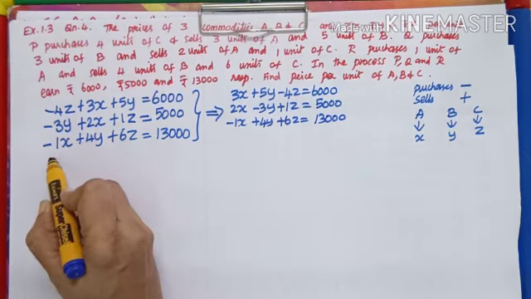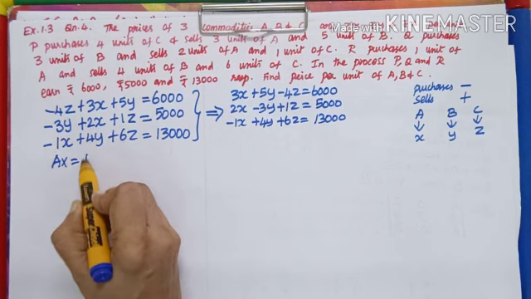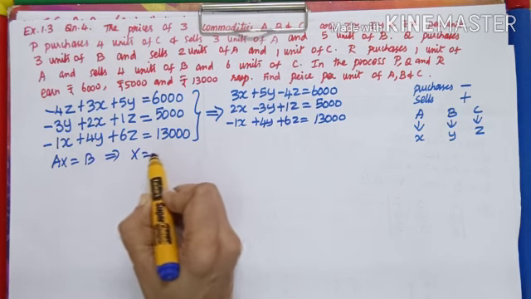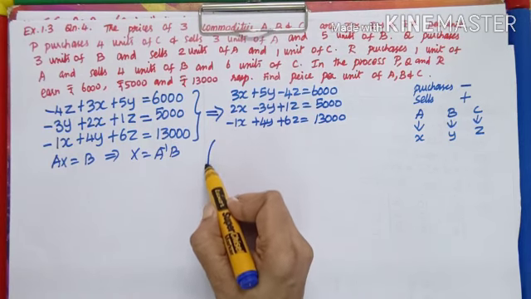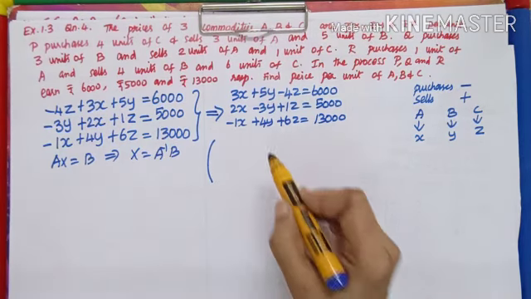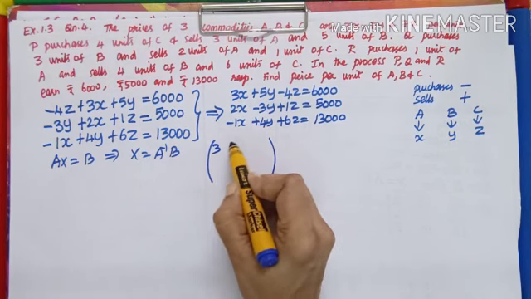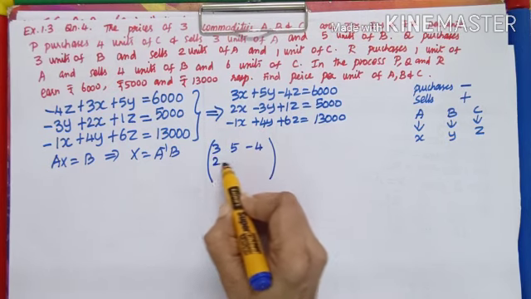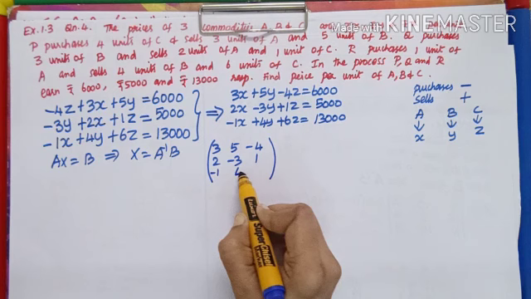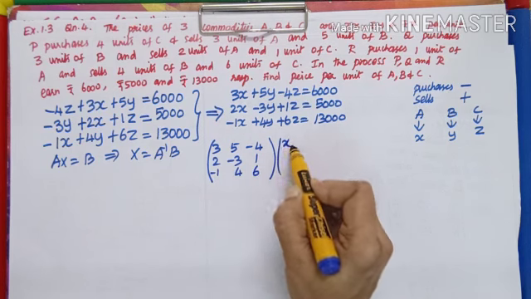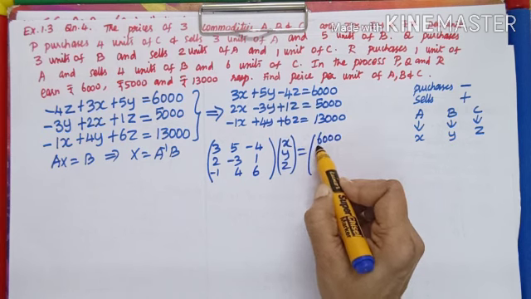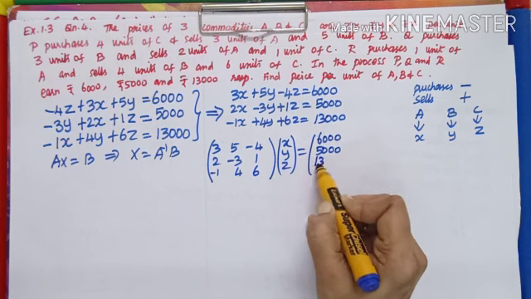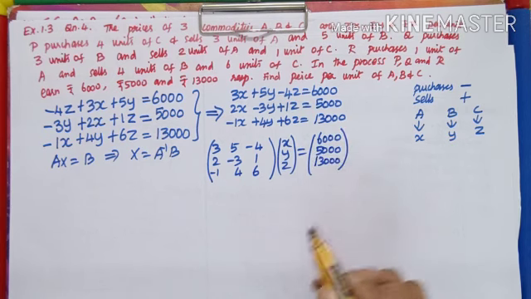Now as I write in Ax equal to B form, x is equal to A inverse B. How will you write Ax equal to B form? I can say [3, 5, -4; 2, -3, 1; -1, 4, 6] into [x, y, z] equals [6000, 5000, 13000]. So this is my answer.